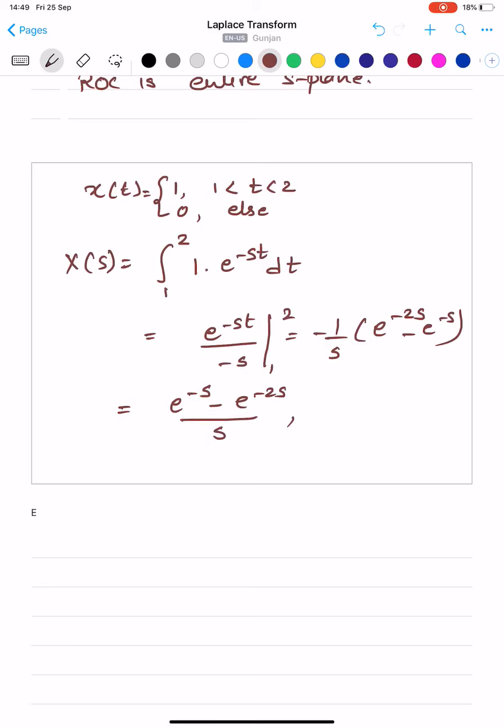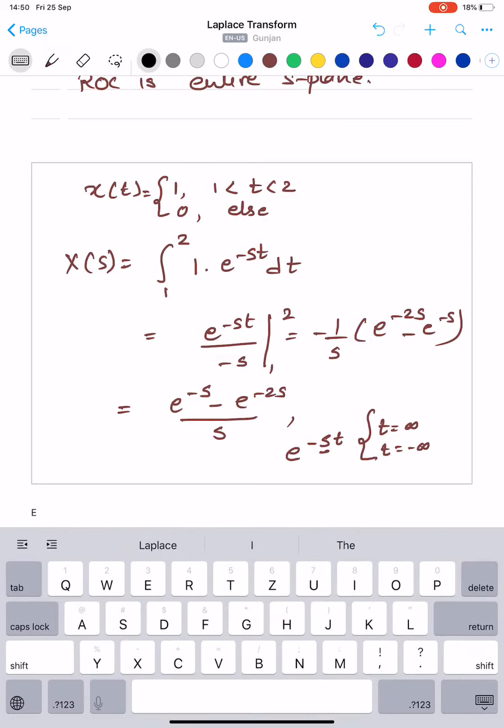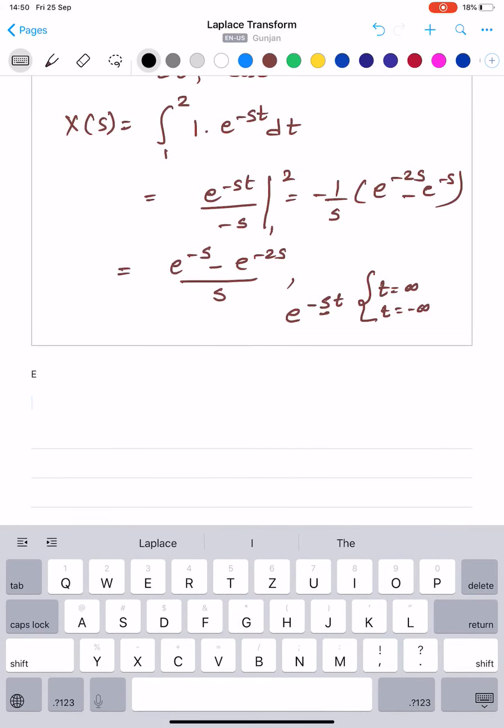So the ROC is, you can see, the entire S-plane, because there is no point where we have to remove the infinite thing. If you remember, if we have a term like e raised to the power minus st, and we have t equals infinite or t equals minus infinite, then we have to find the condition on s, or s plus 1 or whatever you have here, which will give us an ROC for which this signal will be defined. So in this case, it is absolutely integrable, and you can easily find out that ROC is your entire S-plane. So if your x(t) is absolutely integrable, then your ROC is always the entire S-plane.